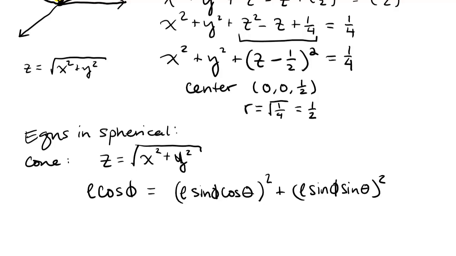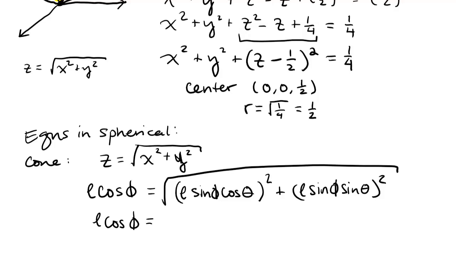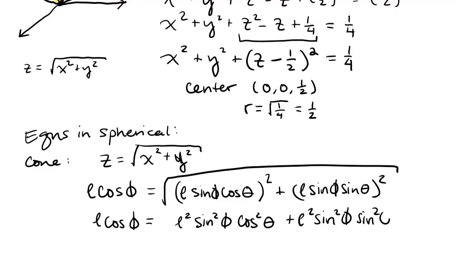And that's also quantity squared, and that's all in a square root. So we've got rho cosine phi equals rho squared sine squared phi cosine squared theta plus rho squared sine squared phi sine squared theta.